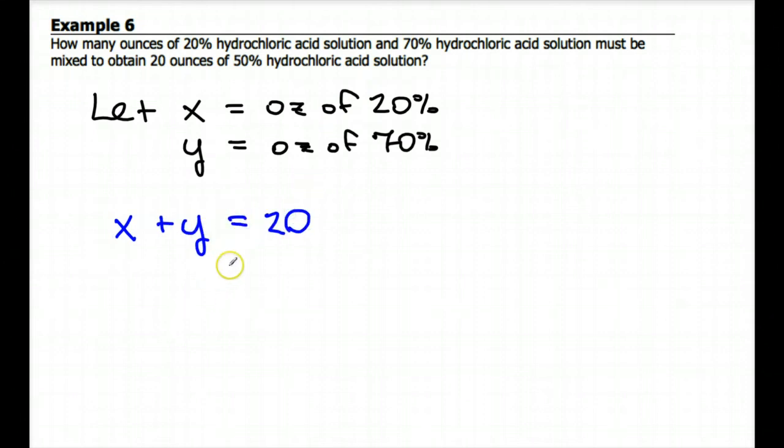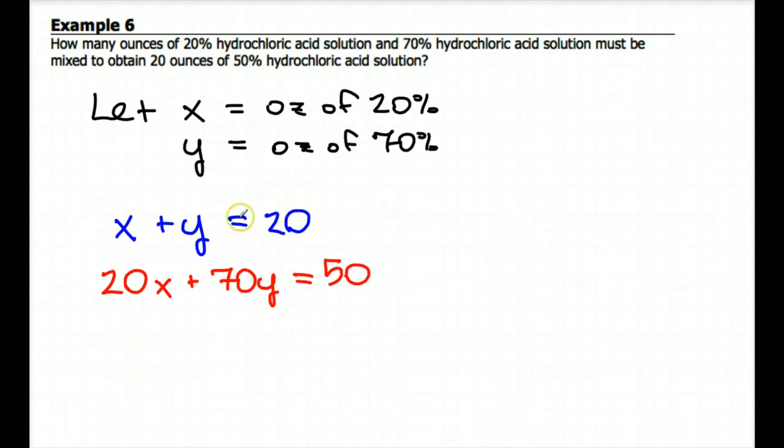The other one is going to be our concentration equation. Our x solution is 20%, so that's going to be 20x. Our y solution is 70%, plus 70y, and we want a new concentration of 50%, so equals 50 times, again, the amount, and the amount of our new solution is 20. So 50 times 20 here in the end. Don't forget this times 20 part.